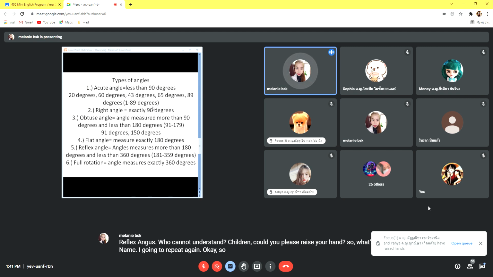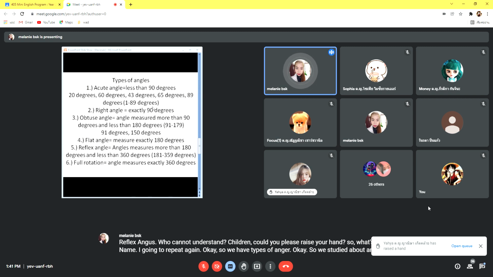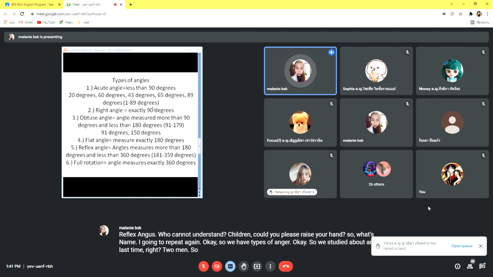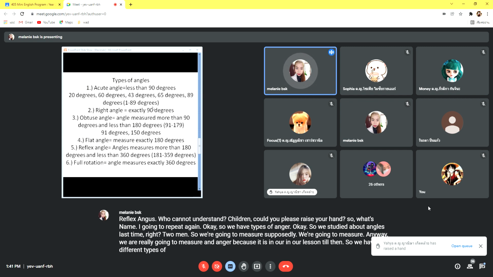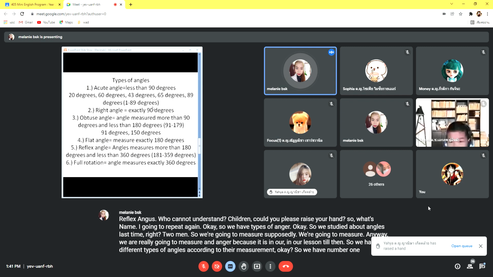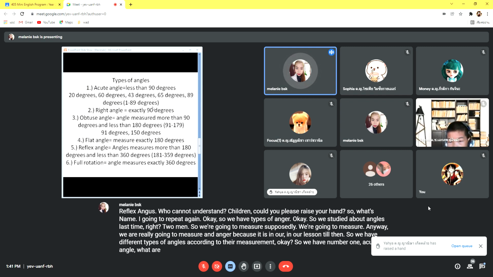Okay, so we have types of angles. We studied about angles last time, right, children? We're going to measure an angle because it is in our lesson. We have different types of angles according to their measurement. Number 1, acute angle. What are acute angles? An acute angle is an angle that measures less than 90 degrees.